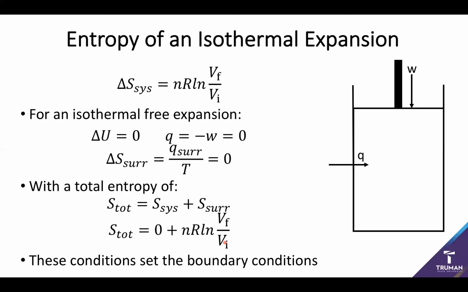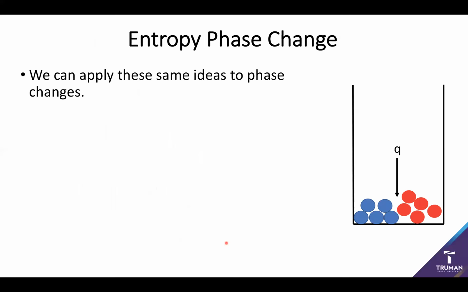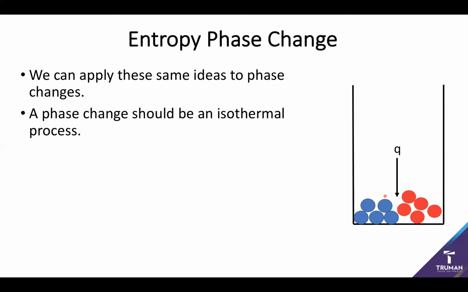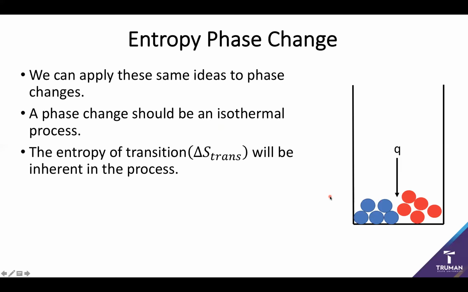However, there are also many other sorts of physical processes that we might care about. And one great example is our good old-fashioned phase change. So let's say that I have a solid that is well organized, and I want to turn it into a liquid. Well, let's try and examine this process. Now, most phase changes typically occur as isothermal processes, as the temperature of the substance really isn't changing, just its phase or identity. And so this entropy of transition is going to be inherent in the process.